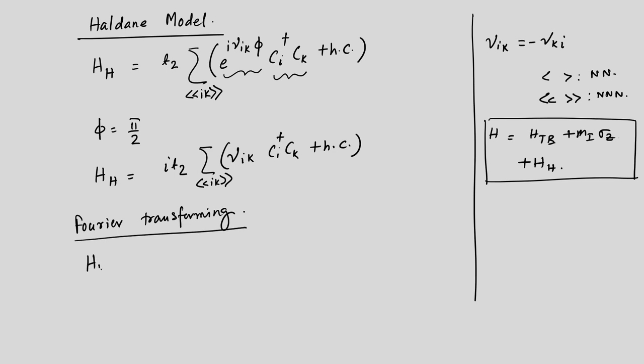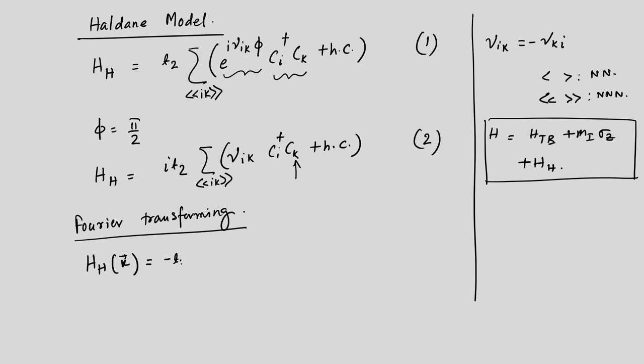You can write this H_H(k). Of course, this equation one is written in the, okay, let me make this as equation one and this as equation two. Equation two is in the real space. So this k is not a wave vector, but it's a site index. However, this k, when I write it with a vector, that's a momentum or the wave vector that we are referring to. So this is just a step that I'm skipping. You should fill it up.